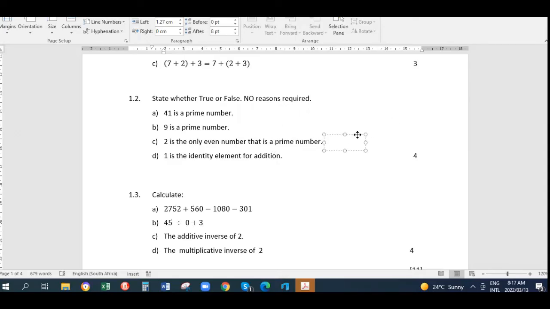So here are the factors of 2. 1 and 2. So it is therefore a prime number. So the answer to this one will be true. There are two factors, so true. 2 is the only even prime number. 1 is the identity element for addition. The answer will be true there because we learned that the identity element for addition will not change the number. Sorry, a mistake again.